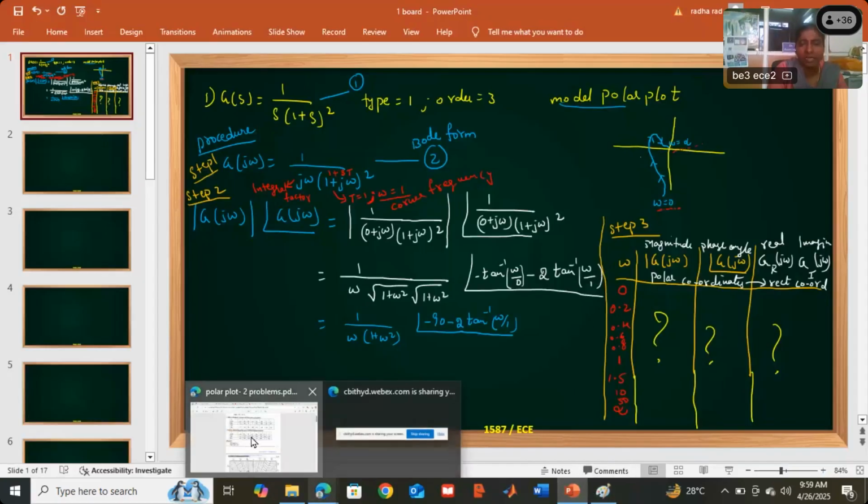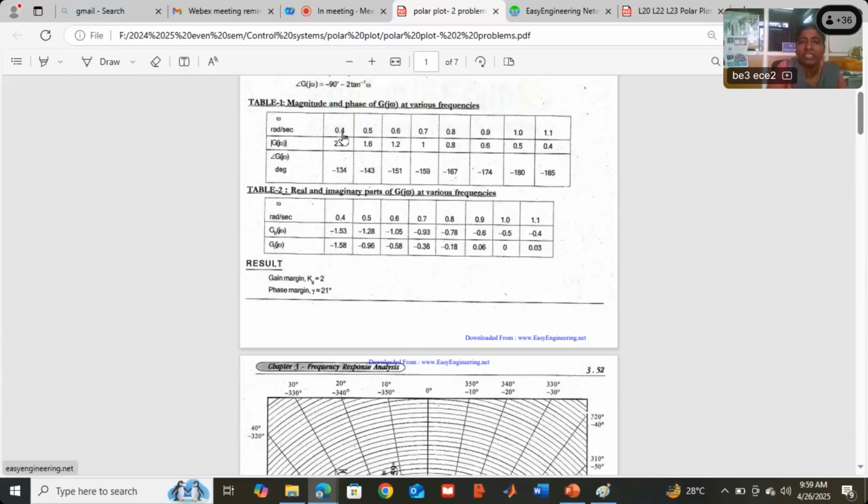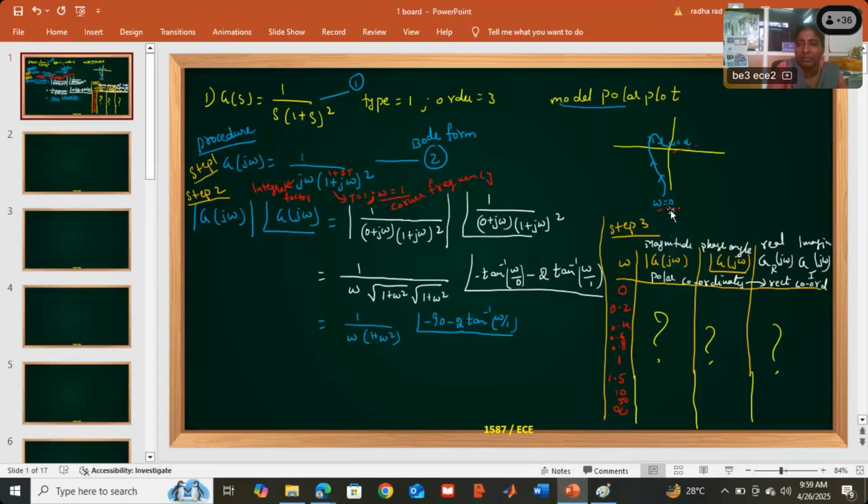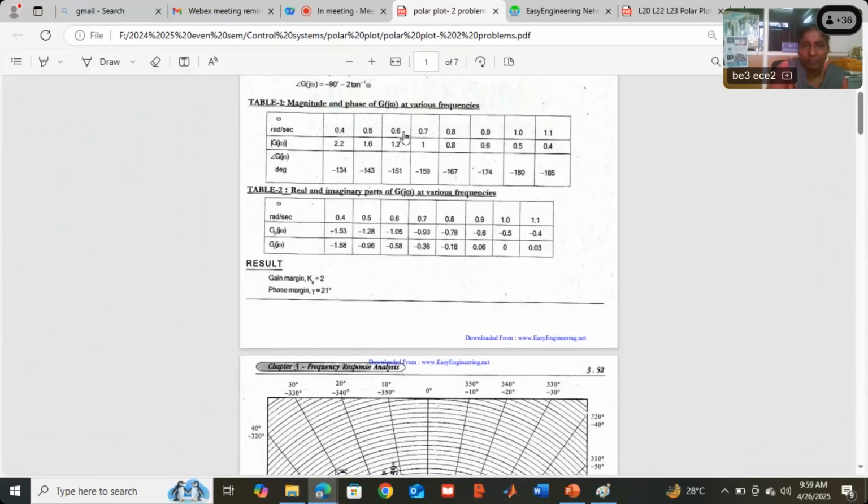omega value minimum they have taken 0.4. Okay, but here if we take omega value 0 also, accordingly the calculation will come with an angle close to minus 90, which is close to the minus y axis. In the calculation they didn't take 0. If they take 0, the angle will come close to minus 90. So the graph will be close to the y-axis at the starting point. Okay, so like this we can do the graph in a polar graph sheet.